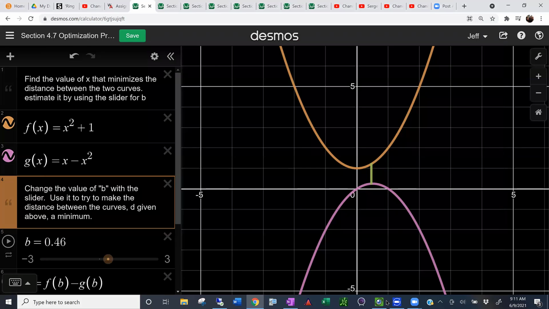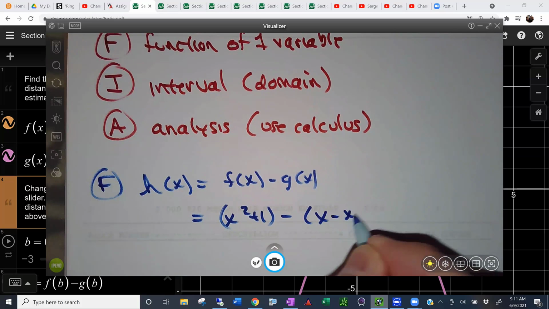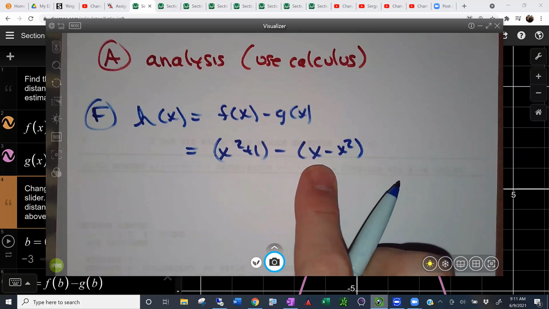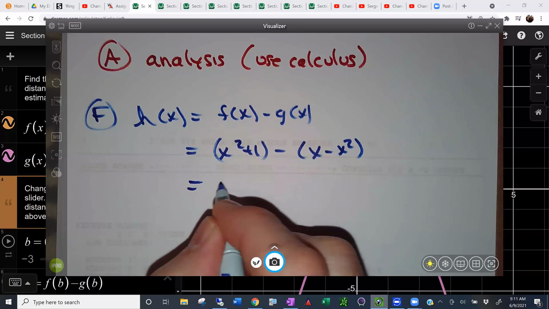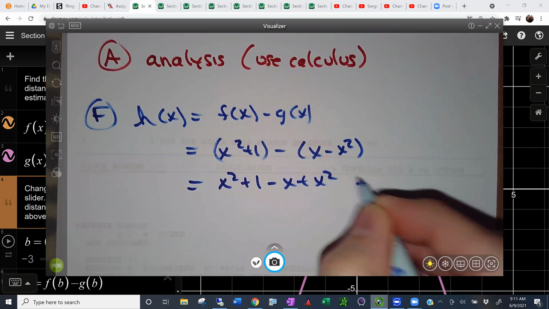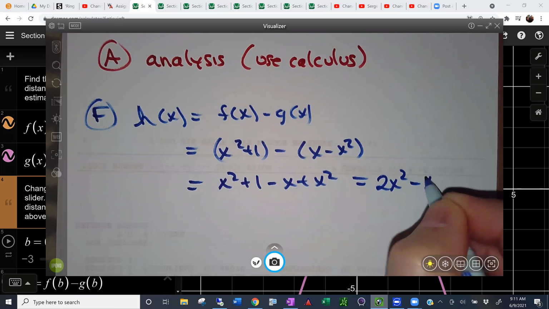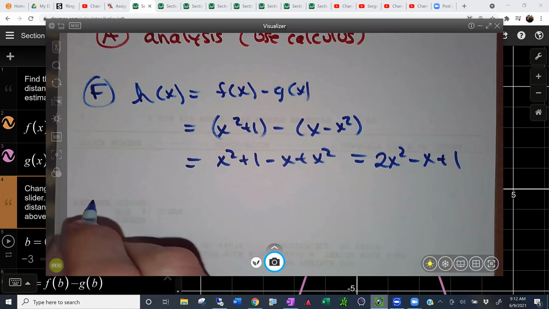Looking back, f of x was x squared plus 1 minus g of x, which is x minus x squared. The only thing that you need to be cautious of is that you put parentheses around that g of x so that that negative distributes itself. So x squared plus 1 minus x plus x squared again gives me 2x squared minus x plus 1. That's my h of x. Okay. Picture, function, interval.